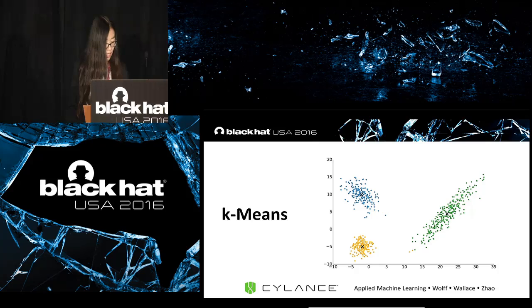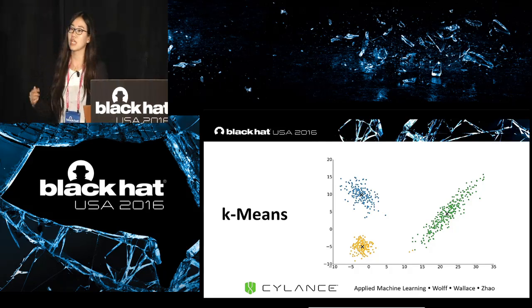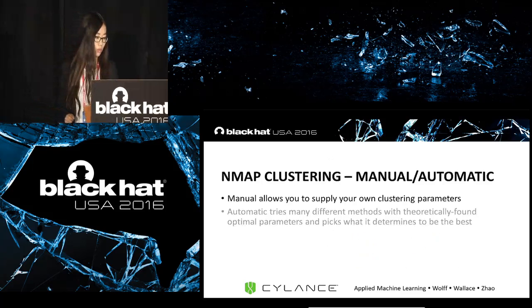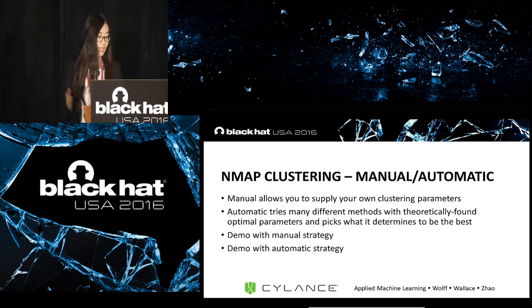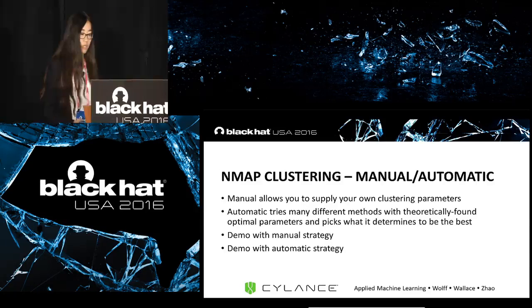And here is an example of k-means. Here, we choose k to be 3, so we want to result in 3 clusters, and all these black crosses are the centers of these clusters. With that said, we want to go through some demos using clustering.